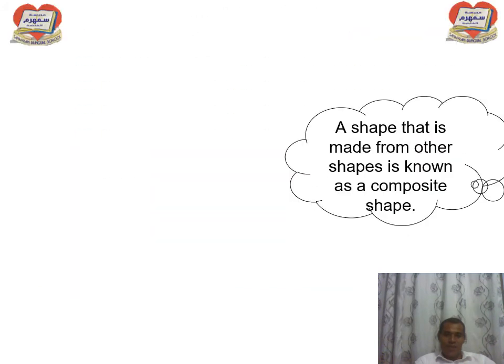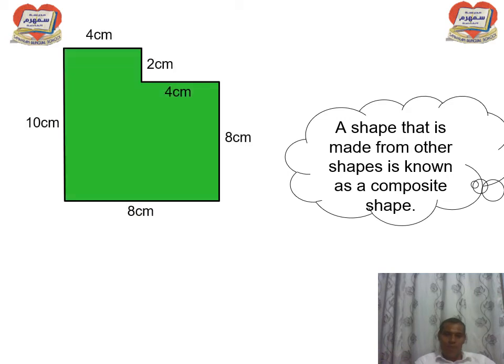Now a shape that is made from other shapes is also known as a composite shape. For example, this one: 4 centimeter, 2 centimeter, 4 centimeter, 8 centimeter, 8 centimeter, and 10 centimeter.